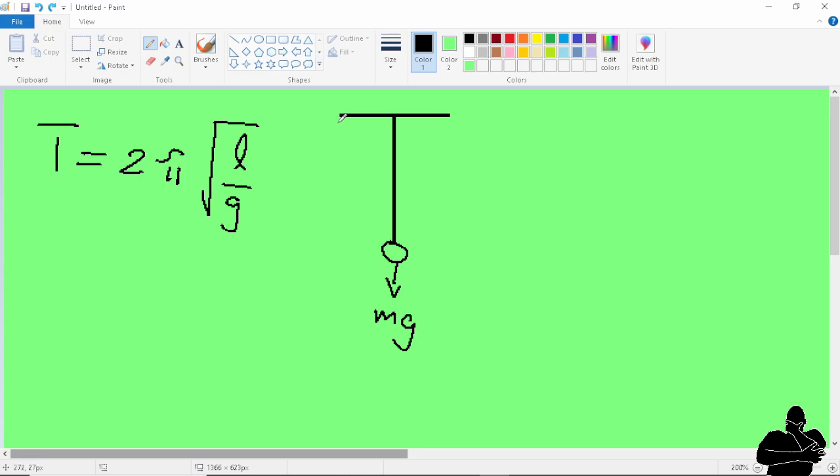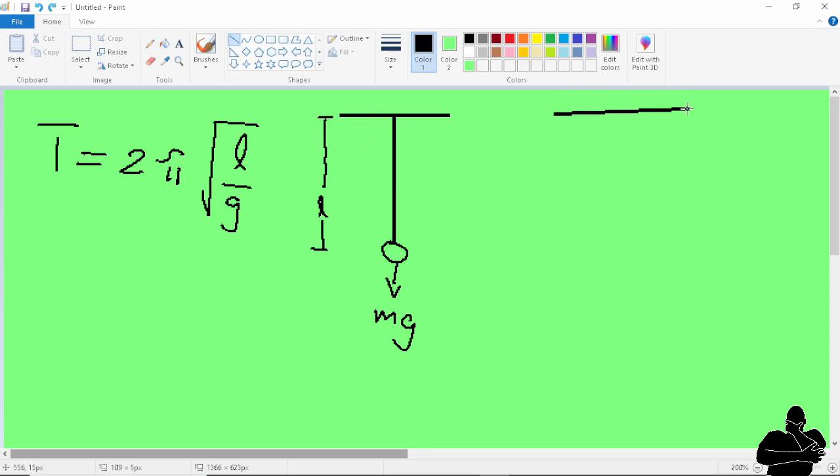What we do need, though, is to recognize that the length of this cord, which means the distance from up top to down at the bottom, is L, and that's where this L comes from.